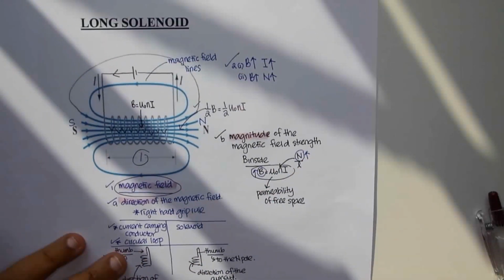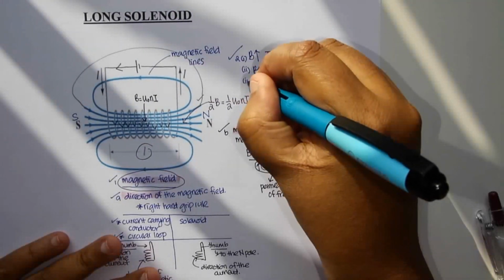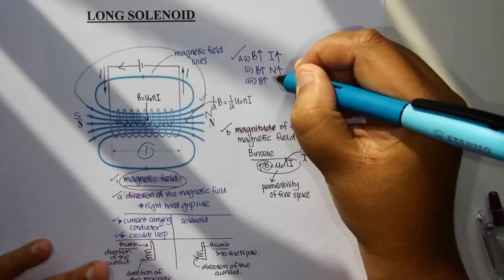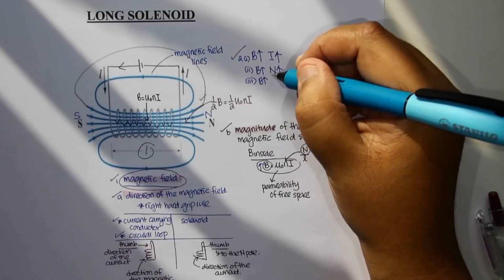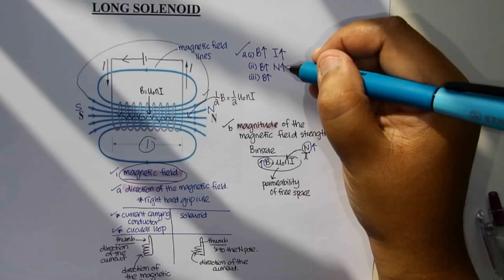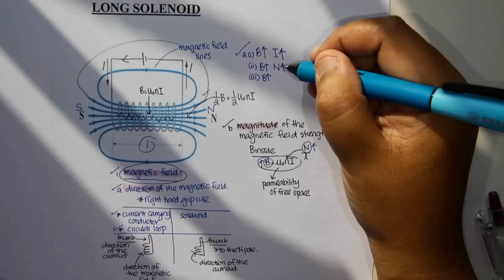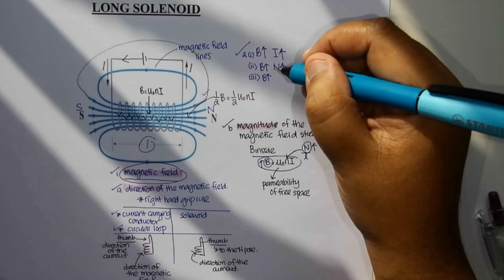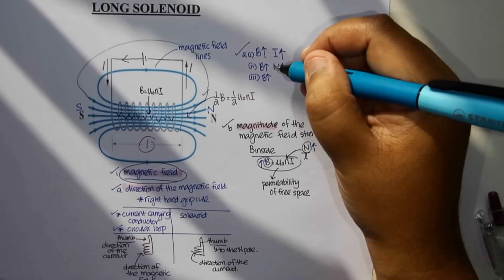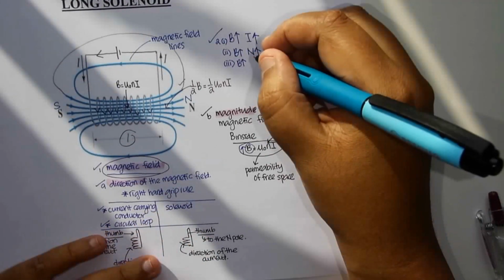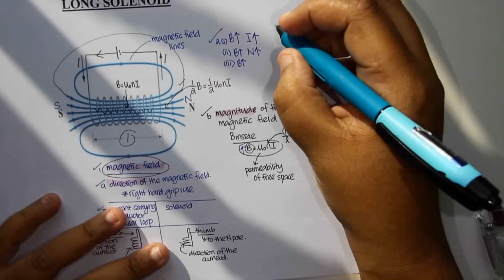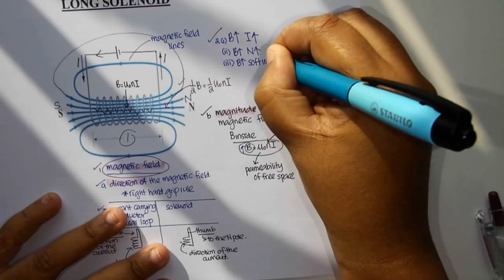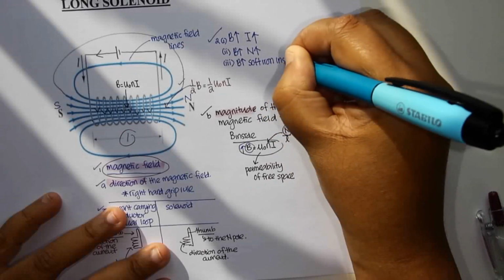Number 3, the third one. We can increase B by winding it around a soft iron core. The right word is by inserting a piece of soft iron inside the solenoid.